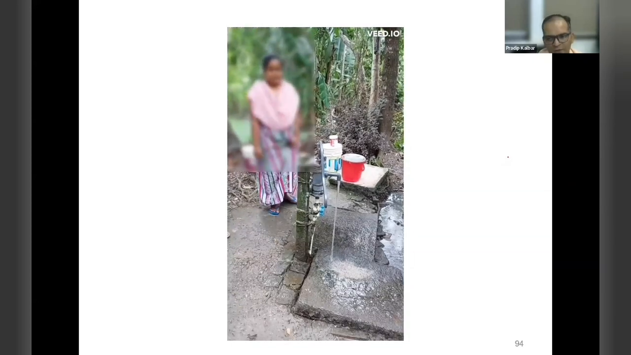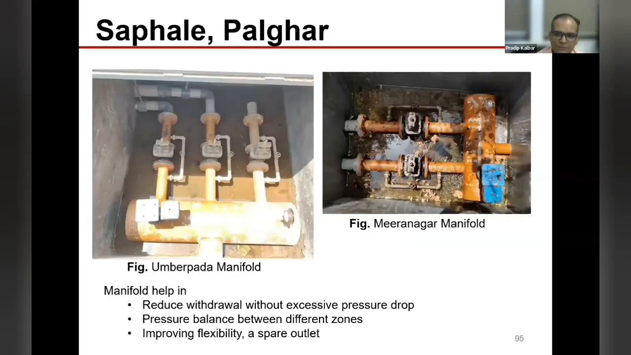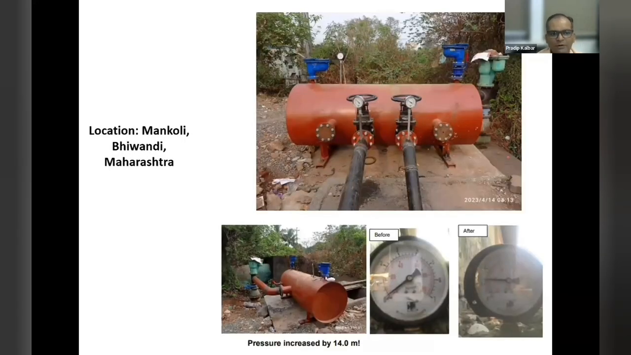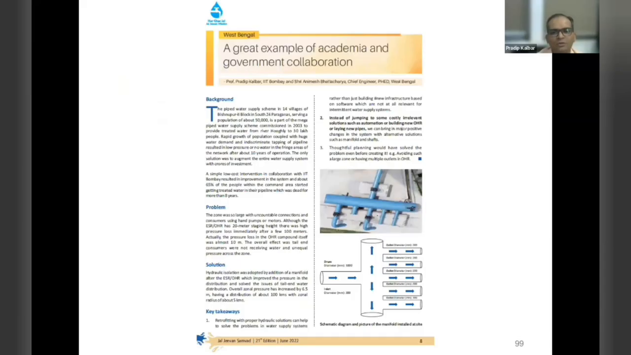So when we installed the manifold, this lady got water after many years, because there was no water reaching even with the hand pumps. So this we have also installed in Palghar. This is in Malkoli, Bhiwandi, where we converted this air valve to this manifold system, and a 14 meter pressure increase was there. So whatever work we did with the West Bengal government was published in the Ministry of Jal Shakti's Samwad journal as a success story.